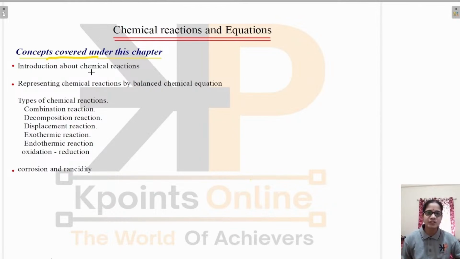Yes, this is a very important chapter. The concepts that we will be studying here are an introduction to chemical reactions, how we represent a chemical reaction in the form of an equation, and how we balance a chemical reaction. Then we come across chemical reaction types like combination reaction, decomposition reaction, displacement reaction, and one more, double displacement reaction, exothermic reaction, endothermic reaction, and oxidation reduction. And also we will be studying corrosion and rancidity. Okay, without delay, let us move to the chapter.